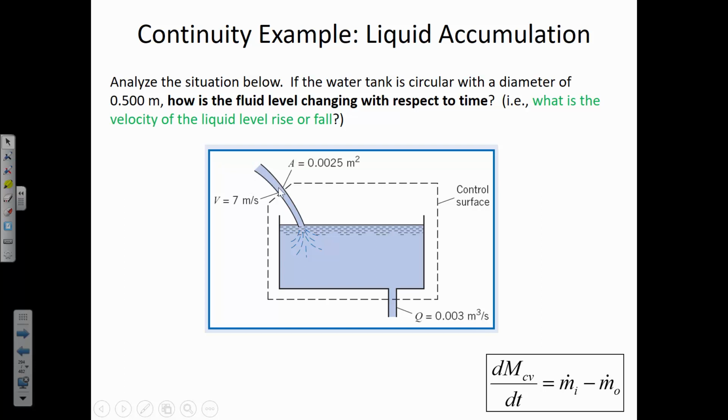And for the flow that's coming in, we know its velocity and the cross-sectional area at a certain point. So what I'd like you to calculate is what's happening to the liquid level. Is it getting deeper? Is it getting shallower? Or is it steady? I guess that's the third option. But if the liquid level is changing, find the speed at which it goes up or goes down.